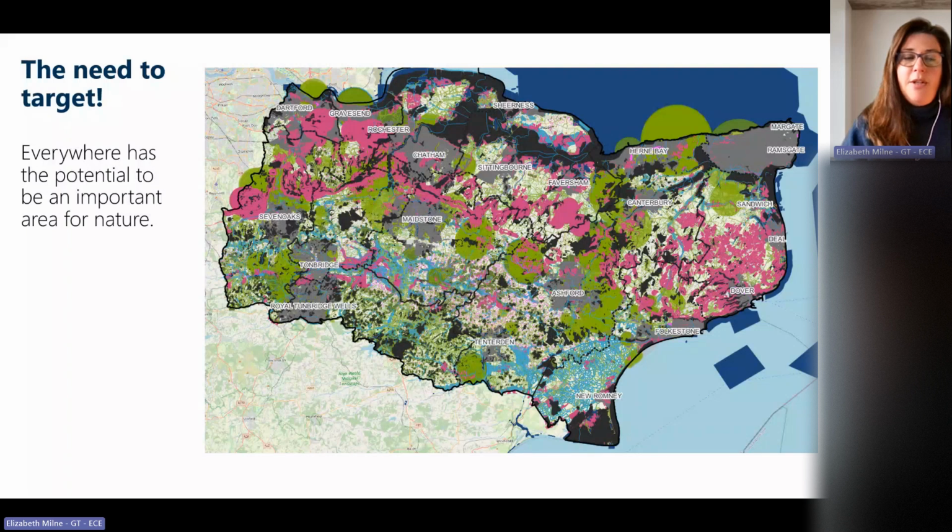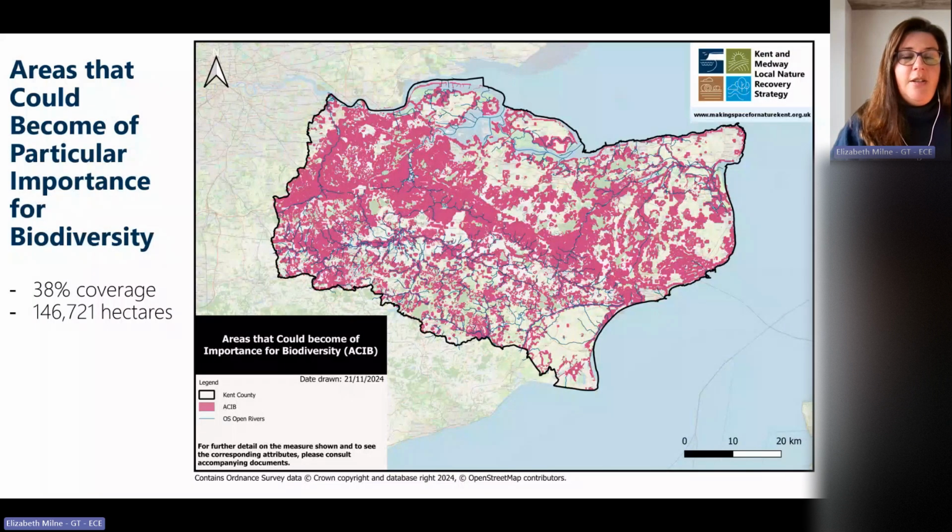But the requirement of the strategy development was that we needed to be more focused. We did need to pinpoint areas. So that was why we went through that refinement process. And what we result with is a map that looks like this. So this is our areas that could become of particular importance for biodiversity map, with a coverage of 38% across the county.